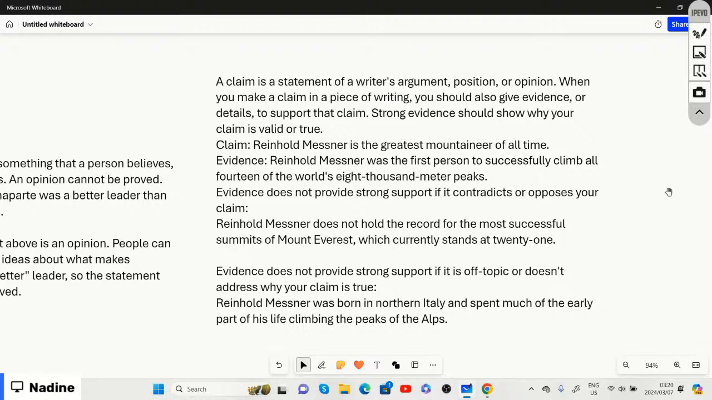All right. So we can say that evidence does not provide strong support if it's off topic or it doesn't address why your claim is true. Let's say, for example, Reinhold, because we see that he basically climbed about 14 mountains all over the world. So as much as we say he's a record holder, there's basically nothing on paper. Reinhold Messner was born in northern Italy and spent much of his early life climbing the peaks of the Alps.